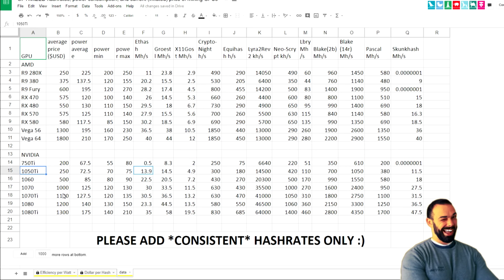So this is important. You have to look at the data. You've got to consider what you could be mining or what you want to mine as you're making this purchase decision. So that's just with the 1050 Ti. Now let's level the playing field. Let's look at something that's kind of more in line.